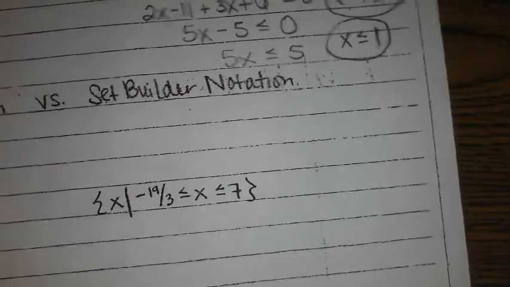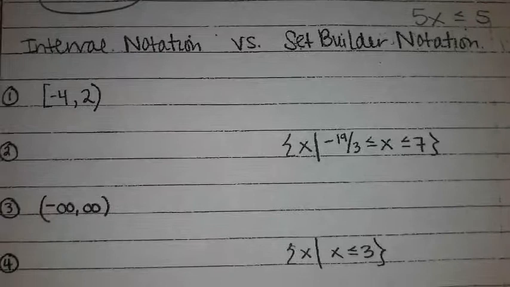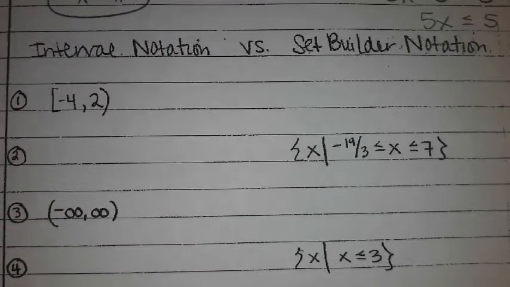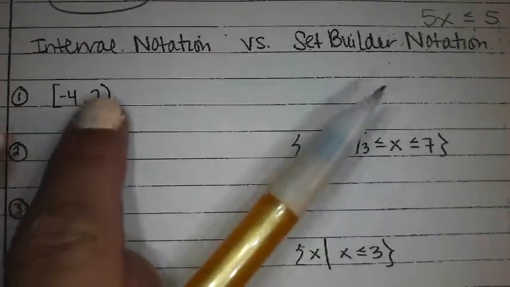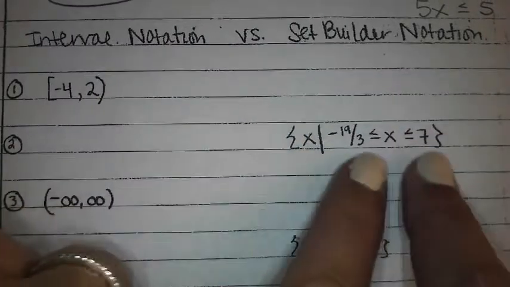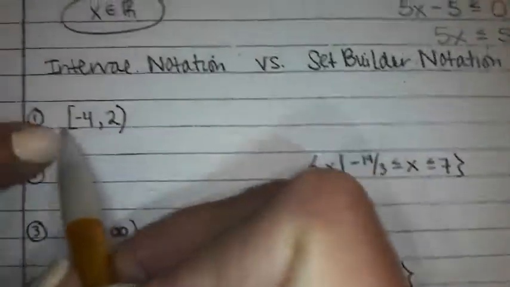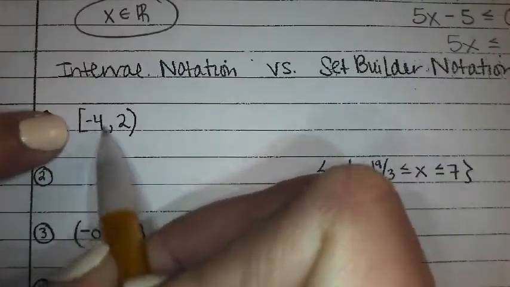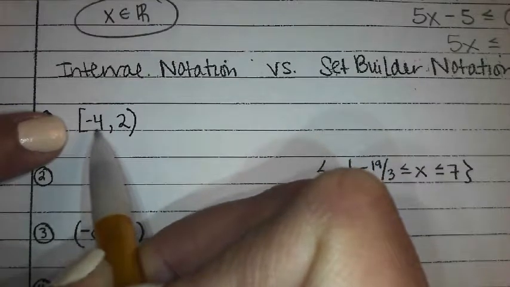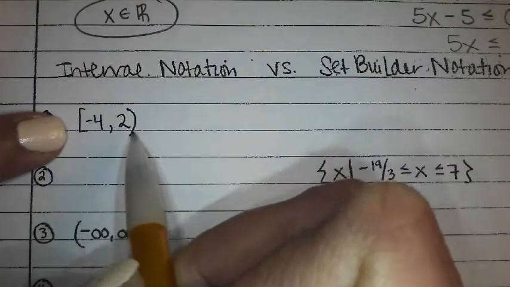And so at the bottom here, we're going to talk about those notations, how to get from interval notation to set builder, and then vice versa. So this is including negative 4, right? Up until 2, but not including 2.